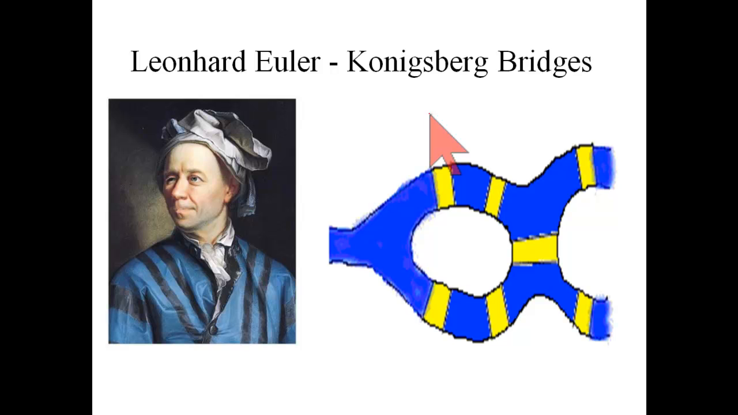The townspeople had built bridges, 7 of them, shown in yellow on this picture. And people with too much time on their hands, there were a lot of rich people back then, just like now, and so they would sit around and think up math problems, I guess. And one of the questions they came up with is it possible to walk around Königsberg and cross over every bridge exactly one time? Every bridge exactly once, not more, not less.